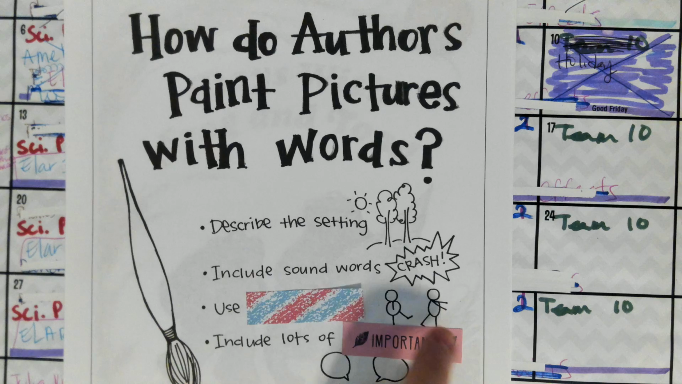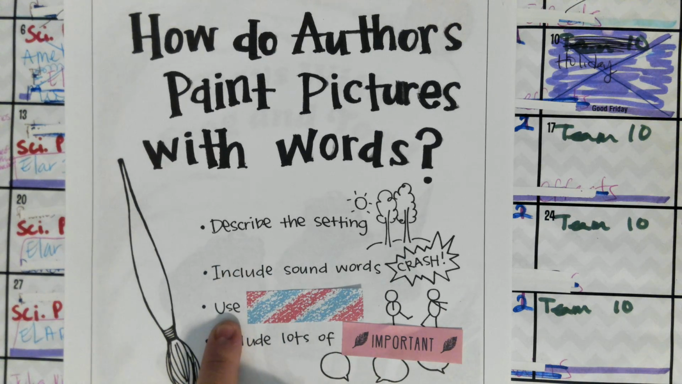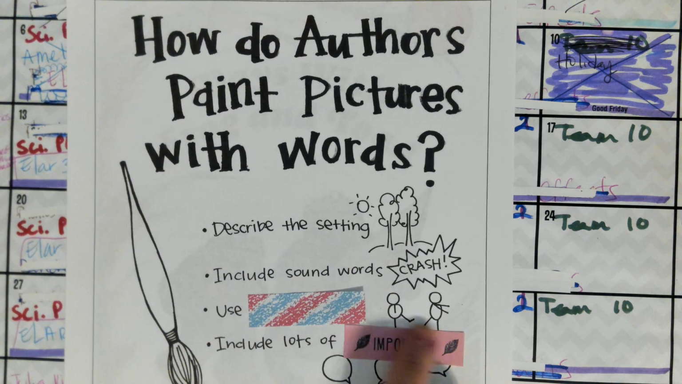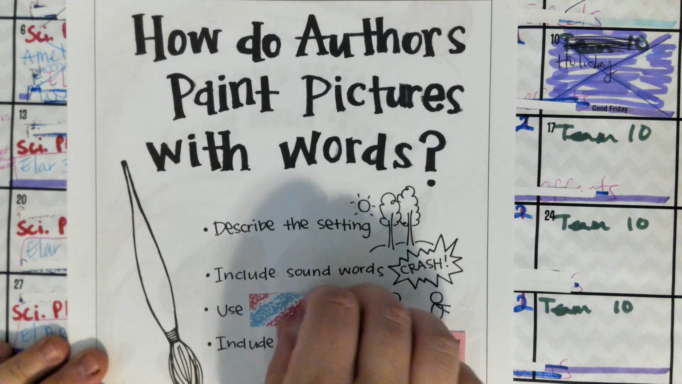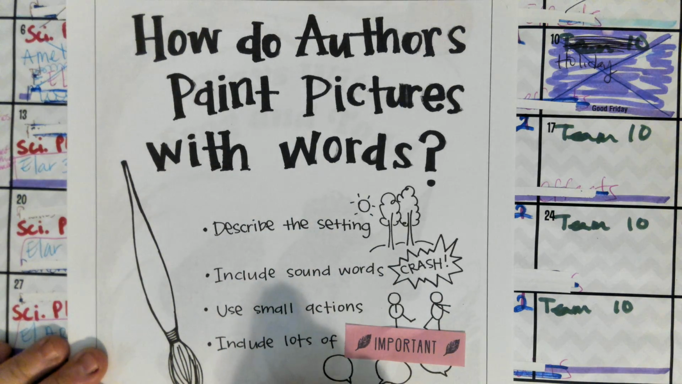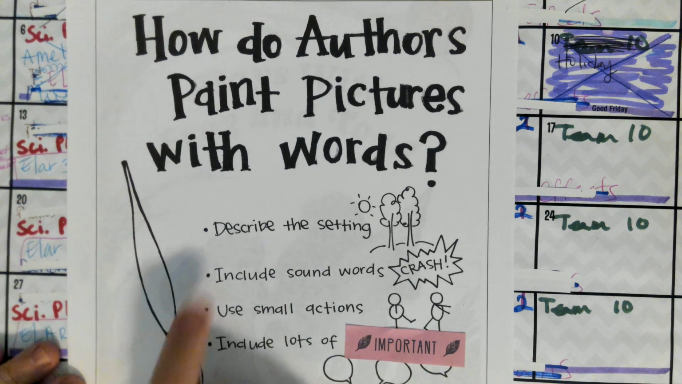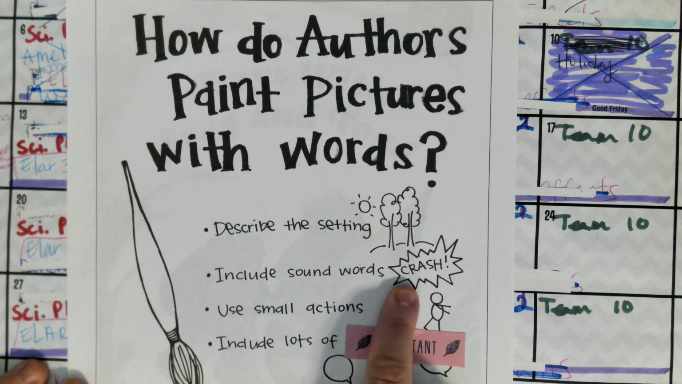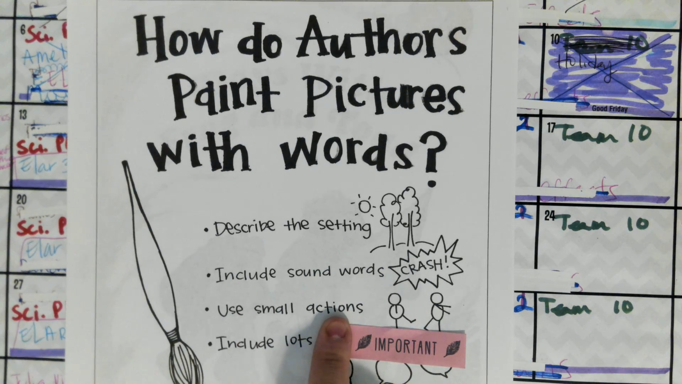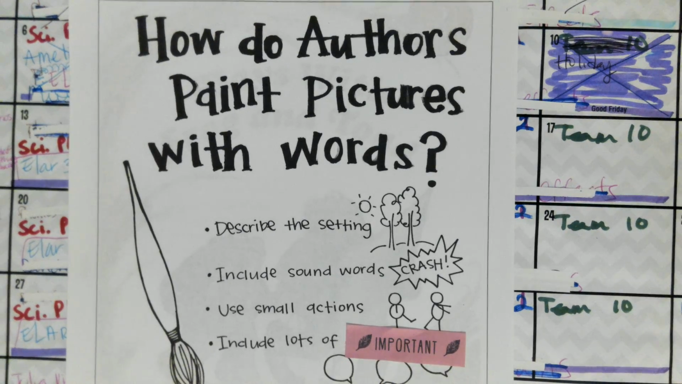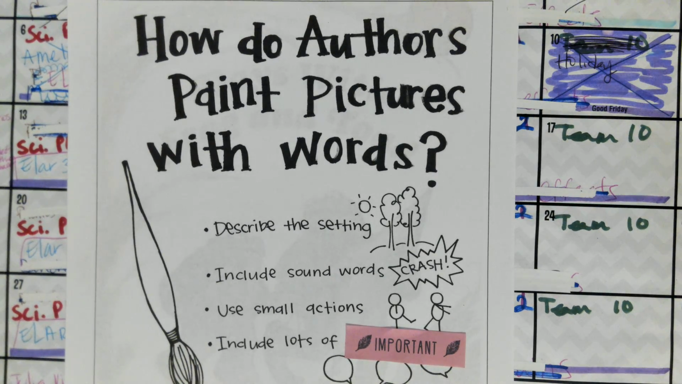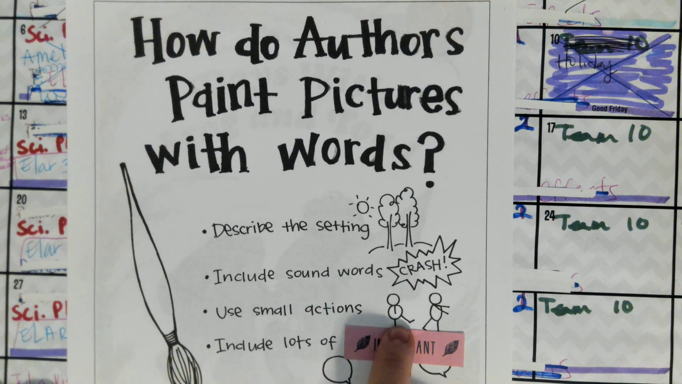Okay, how about this one? Another thing we can do is use what? What are they doing? Small actions. They can use small actions. Describe the setting, use sound words, use small actions. So the girl had a brownie in the park when suddenly there was a crash of a person falling from a skateboard. Now you're starting to get a good picture in your mind, right?